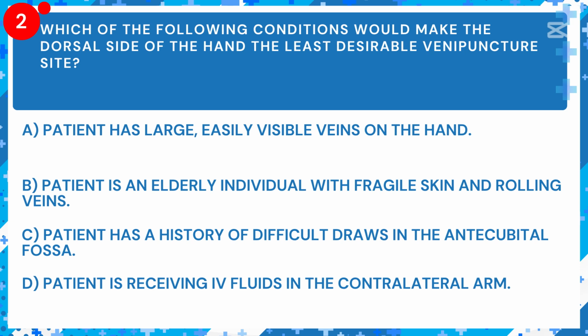Question 2. Which of the following conditions would make the dorsal side of the hand the least desirable venipuncture site? A. Patient has large, easily visible veins on the hand. B. Patient is an elderly individual with fragile skin and rolling veins. C. Patient has a history of difficult draws in the antecubital fossa. D. Patient is receiving IV fluids in the contralateral arm.